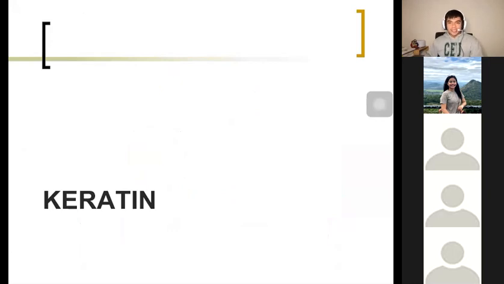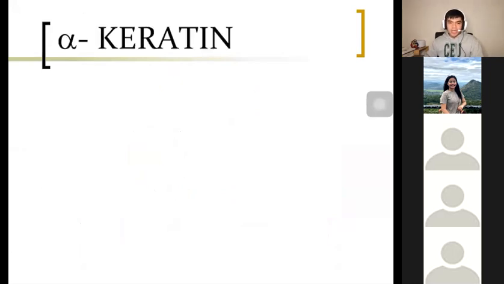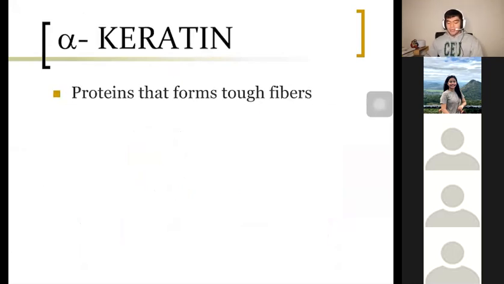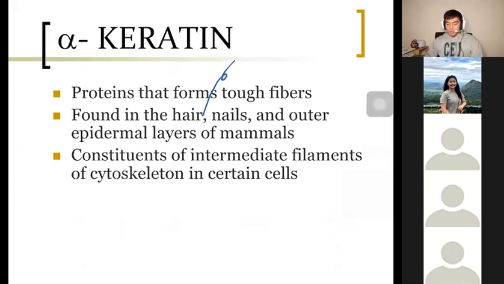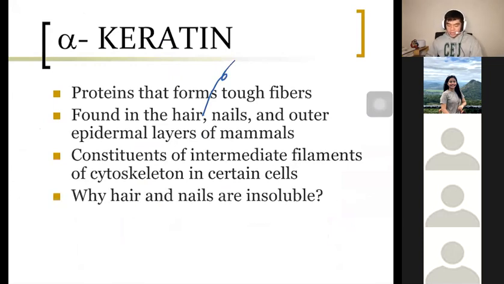So done with elastin. Tapos na ang collagen, tapos na rin ang elastin. Third, we have keratin. So regarding keratin or alpha keratin, these are proteins that form tough fibers. And regarding keratin, of course, this is usually found in hair, nails, and outer epidermal layers of mammals. And when we check the structure of keratin, keratin is actually rich in cysteine residues.